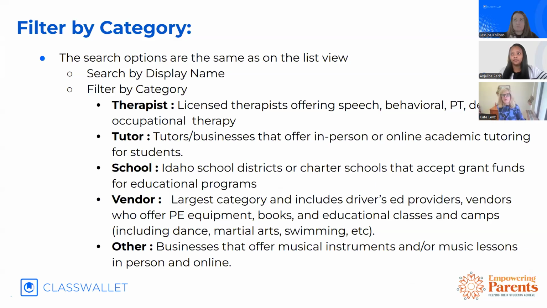The vendor category is the largest category. There are many, many local Idaho businesses that sell and ship items all across the state. Great independent bookstores that you could search for an item and have it shipped directly to your home. PE equipment shipped directly to your home, as well as computers. If you didn't want to purchase from a big box store, there are computer businesses that are locally owned in the vendor category.